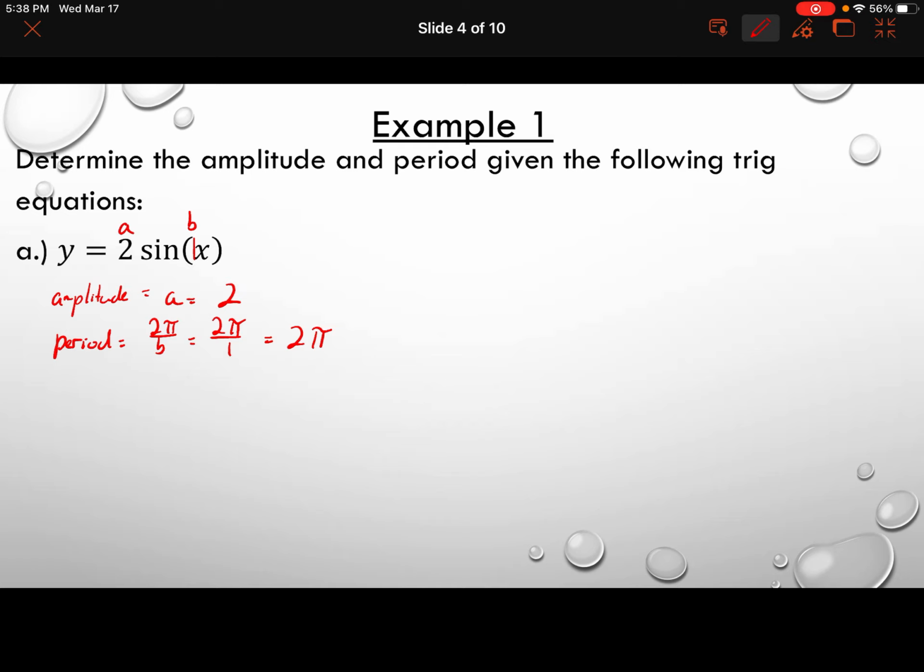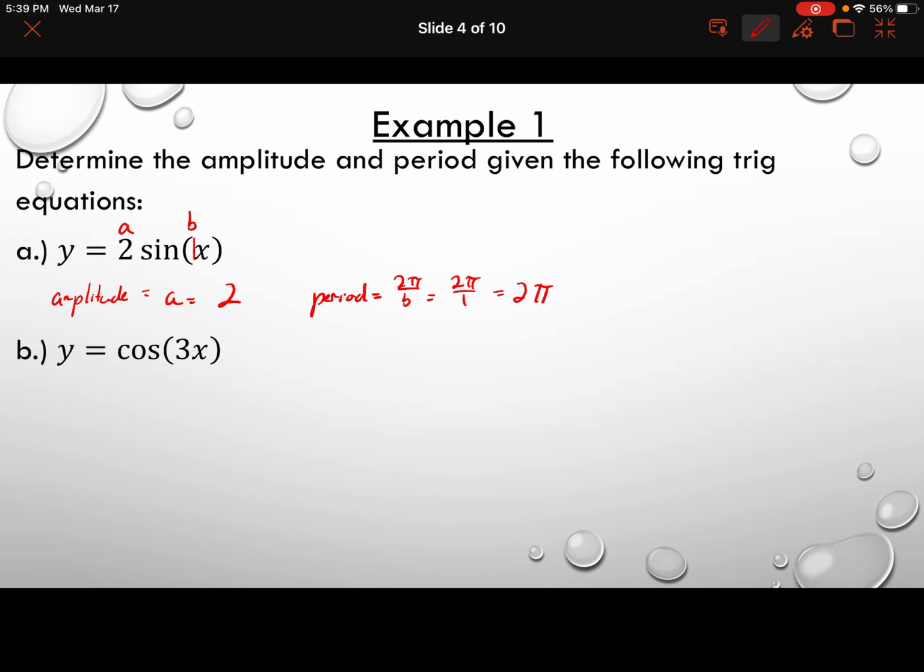So now let's look at another example, a cosine one. Y is equal to cosine of 3x.